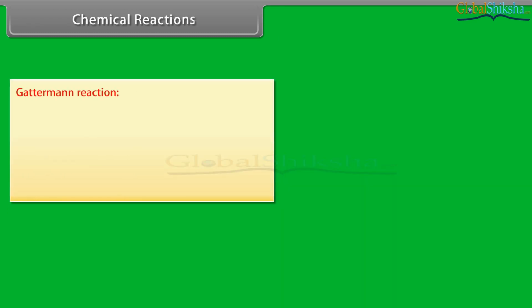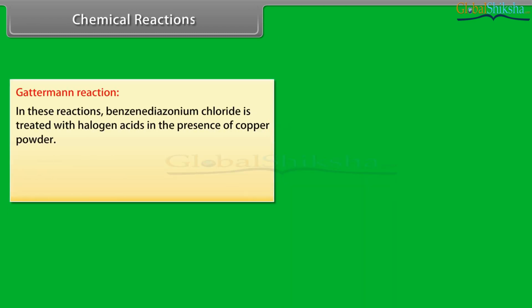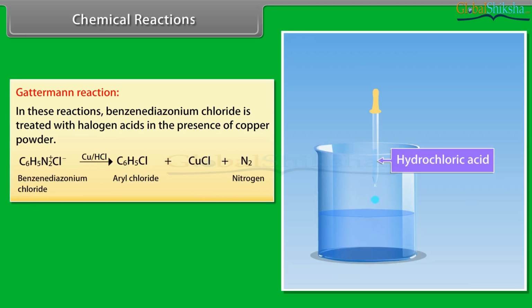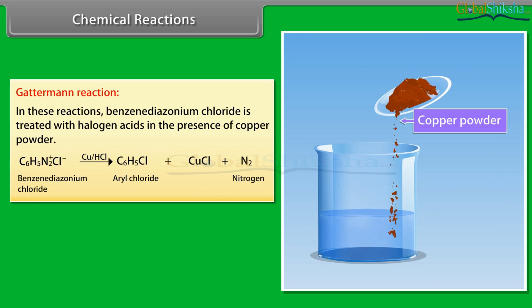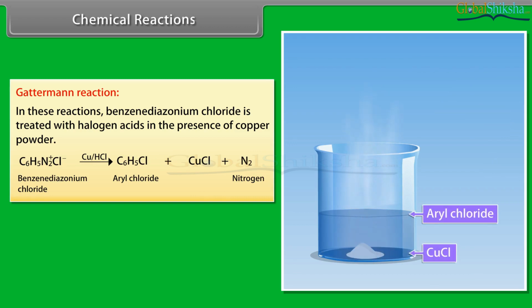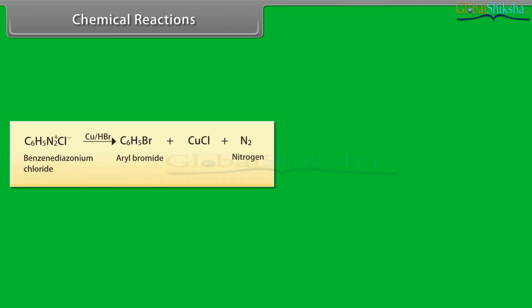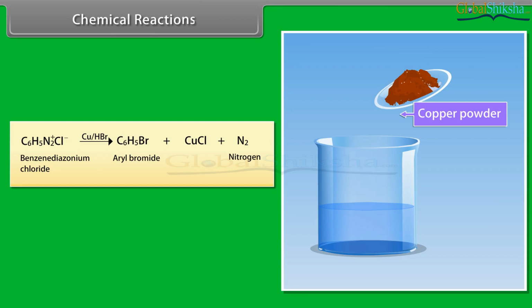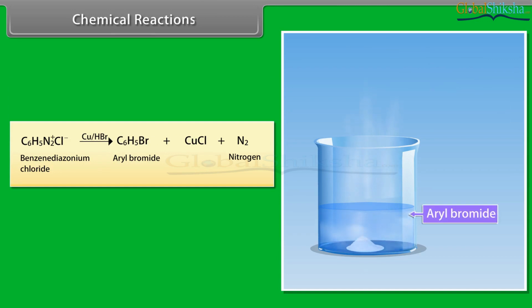Gattermann reaction. In these reactions, benzene diazonium chloride is treated with halogen acids in the presence of copper powder. Benzene diazonium chloride reacts with hydrochloric acid and copper powder, yielding aryl chloride, cuprous chloride and liberating nitrogen gas. Benzene diazonium chloride reacts with hydrogen bromide and copper powder, yielding aryl bromide, cuprous chloride and liberating nitrogen gas.